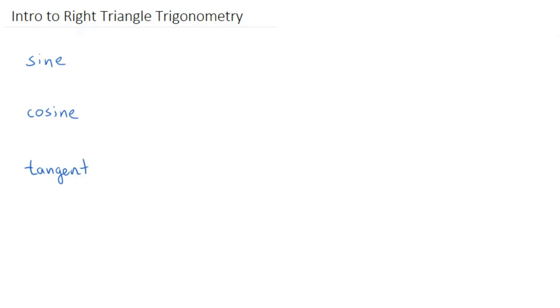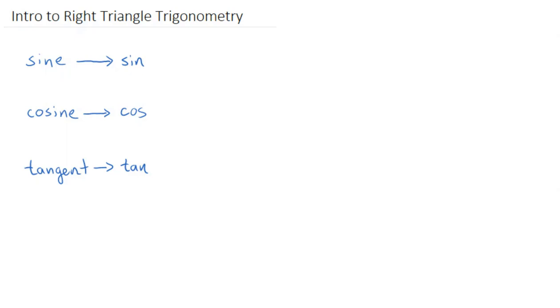We have three trig functions we're going to focus on: sine, cosine, and tangent. There are more, but these are just the ones we're going to focus on for this introduction. So we usually abbreviate these down to three letters. Their three-letter abbreviations are just the first three letters of each one of the words, but we still say sine, cosine, and tangent. So we don't say tan, we still say tangent, or we don't say sin, we say sine. So that's just how to write them.